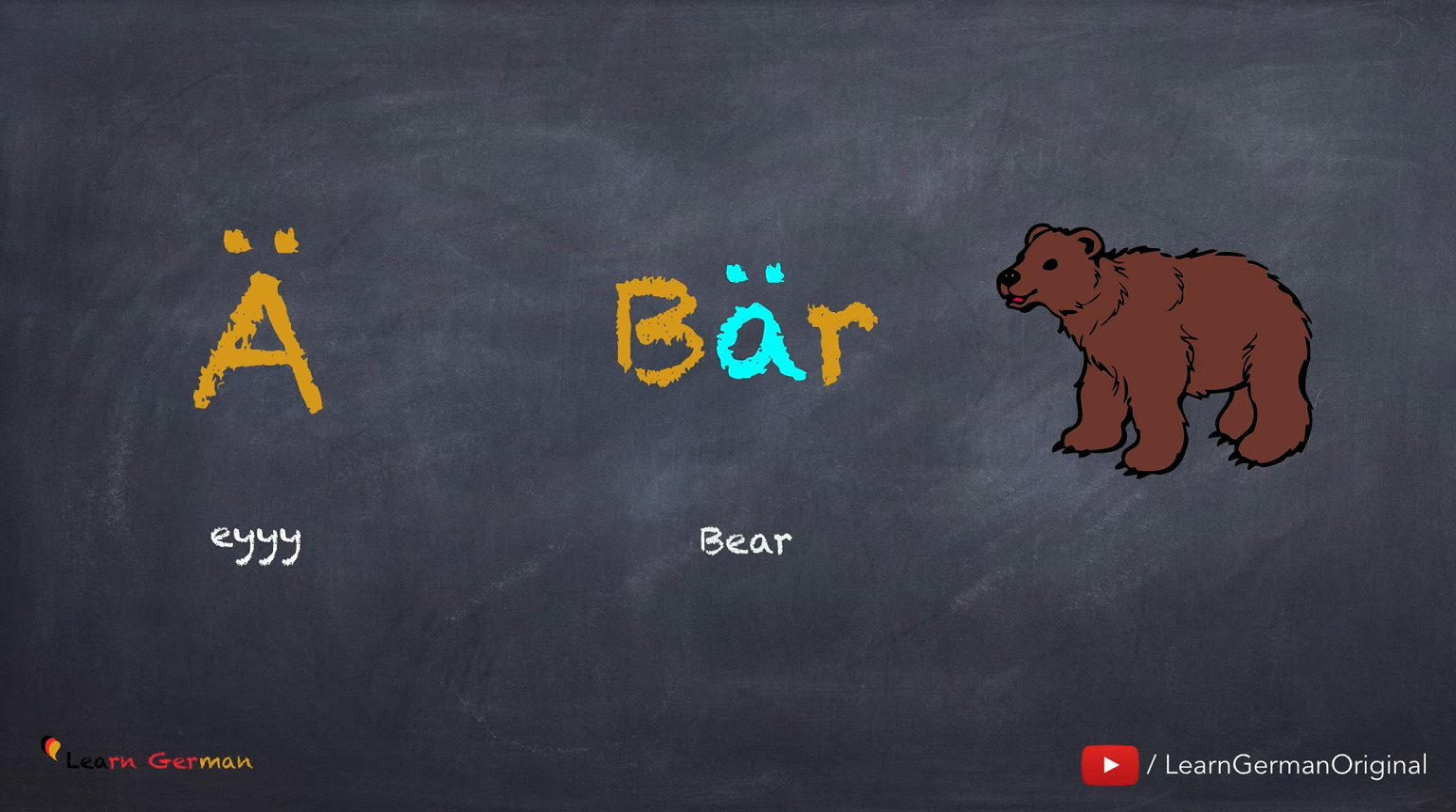Ä. Bär. The 2 dots on top of A are known as umlaut. The sound changes from A to Ä, like in Mac or in back. Here the sound is bear.